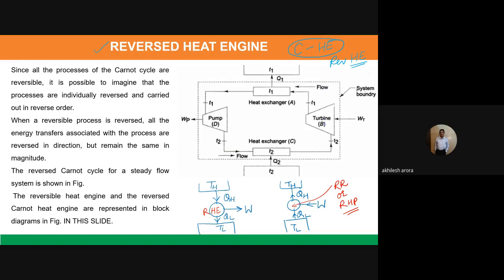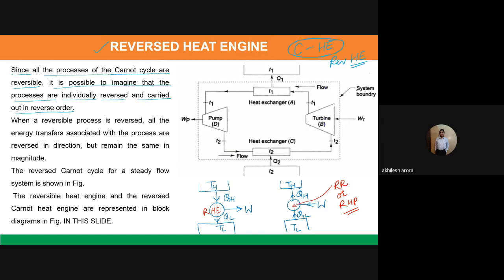Now, when we talk about a reversed heat engine, what actually happens? So let us read a little bit first before I explain the diagram. Since all the processes of the Carnot cycle are reversible, it is possible to imagine that the processes are individually reversed and carried out in the reverse order. So what we are trying to say here is that we would like to reverse all the processes.